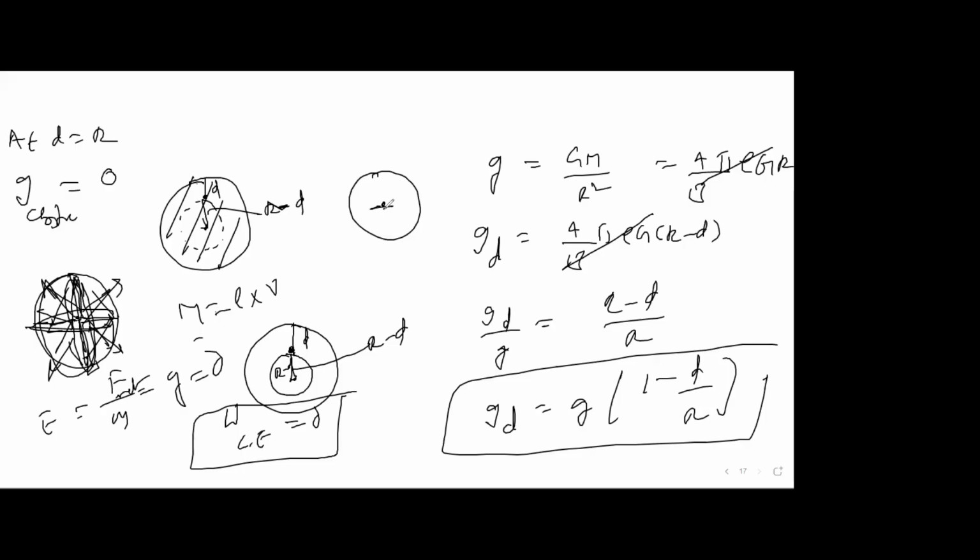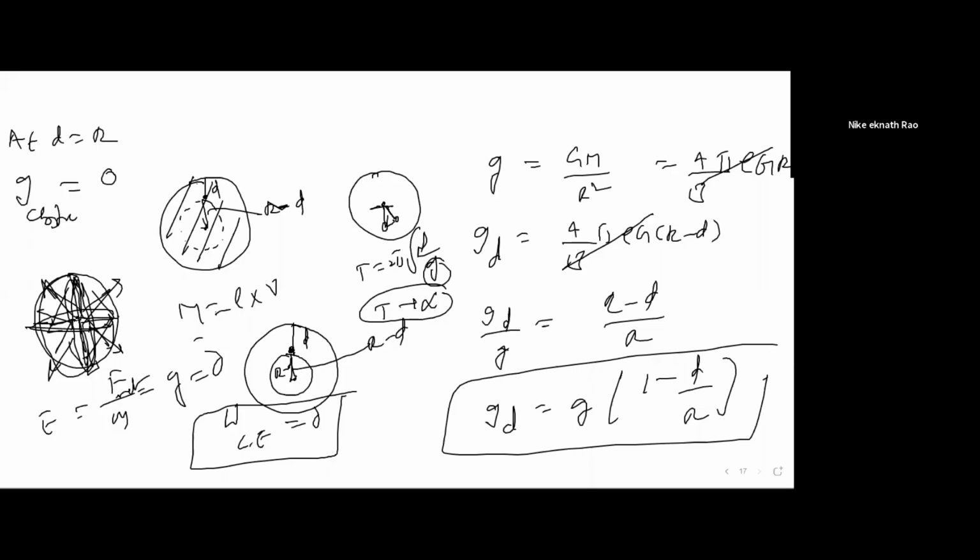Or if you suspend a pendulum bob at the center of the earth, the time period formula of a pendulum is 2 pi root of L by g. g is 0 there, so the time period is infinity. It takes infinite time for one oscillation. That means it will not perform oscillation. That means it is at rest, whatever the position you keep it in.